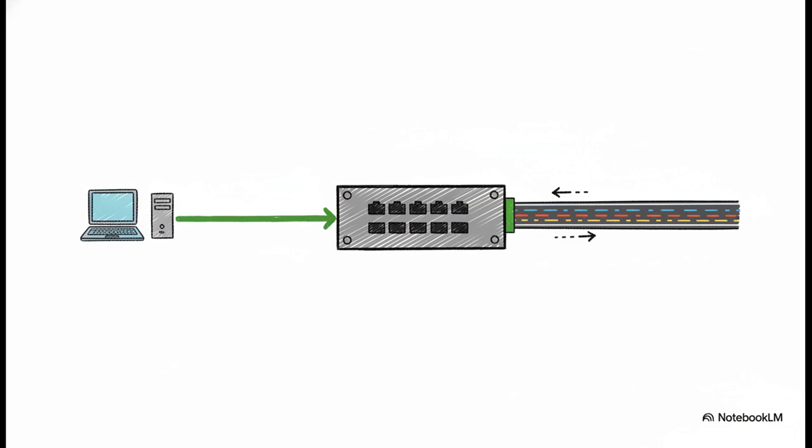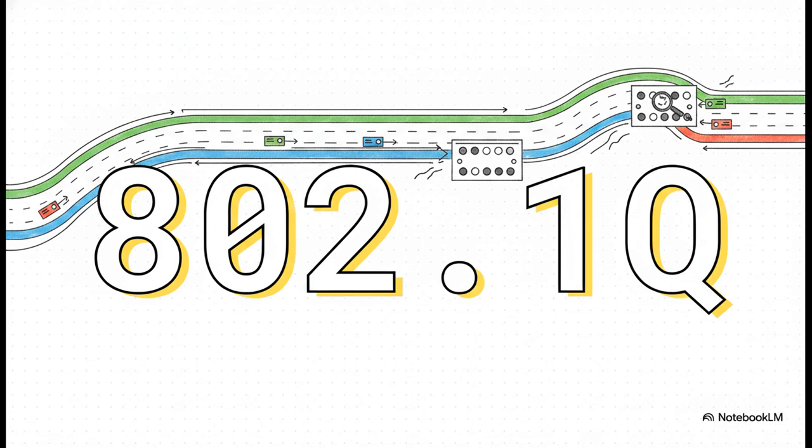On the flip side, we have trunk ports. These act as superhighways connecting your switches together. Instead of just carrying traffic for one specific group, a trunk port carries data from multiple VLANs simultaneously, all across a single physical cable. But wait, how does that trunk superhighway actually keep everything organized?